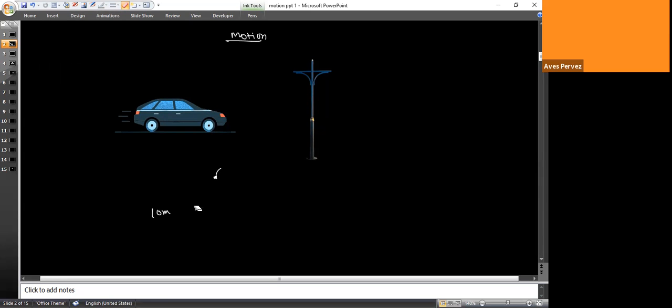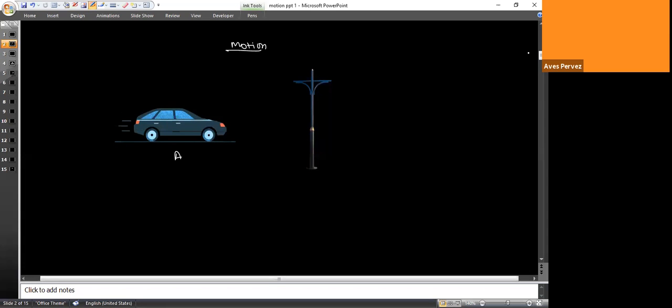Dear students, motion is simply when an object changes its position from point A to point B. If this is a point A, or if this is a car, and if it is in motion and changing its position. Let's imagine that the car is in this position, and this is a fixed pole. After some time, this car reaches some other position.